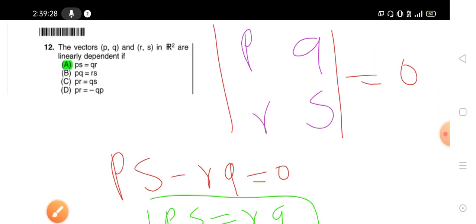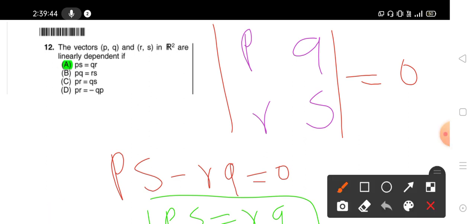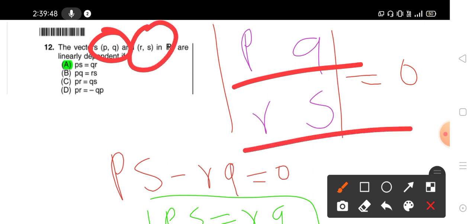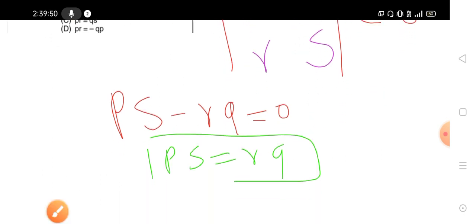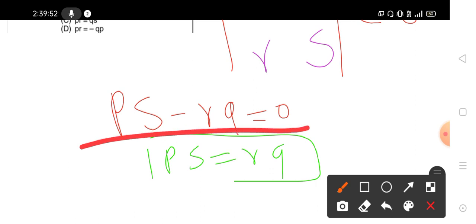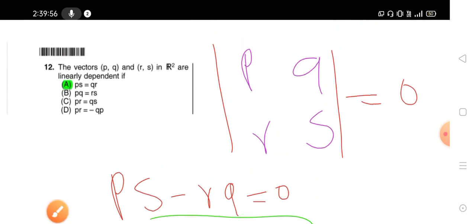Next question. The vectors PQ and RS in R2 are linearly dependent. Here option is given. Dependent means determinant equal to 0. Linearly independent means determinant is not equal to 0. Here put this value PQ and RS and find its determinant. PS minus RQ equal to 0 and PS equal to RQ. Finally we get option A is correct.